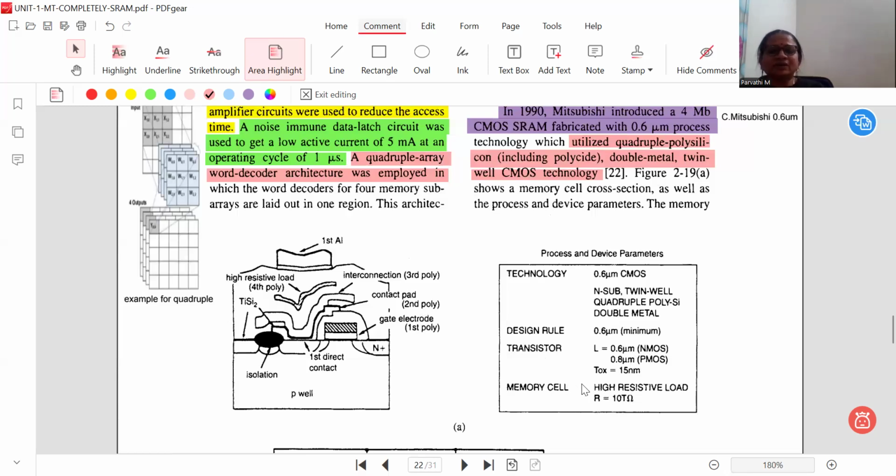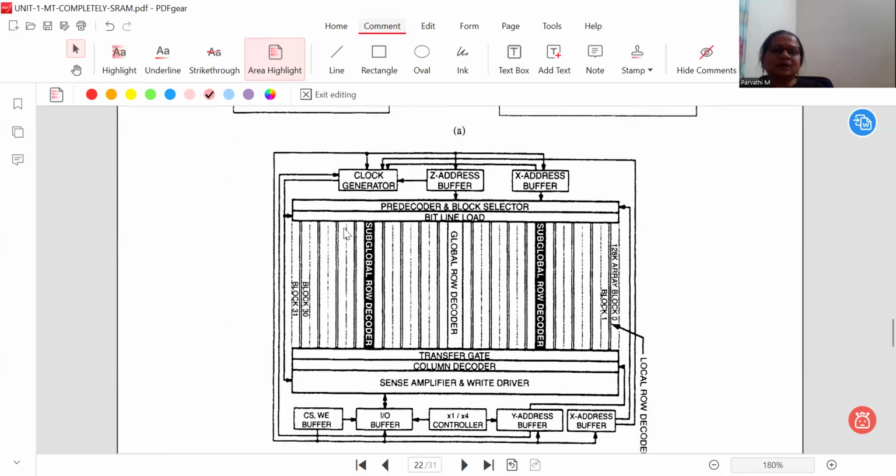And the oxide thickness, that is TOX. The oxide thickness is the layer above the substrate, on the top layer of the substrate, and it is 50 nanometer. Then the overall memory cell has a high resistive load, R equal to 10 tera ohms, which is achieved by the fourth polysilicon. So this is the process. Within these four statements, the process was explained. This is the way foundry people generally observe their processes.